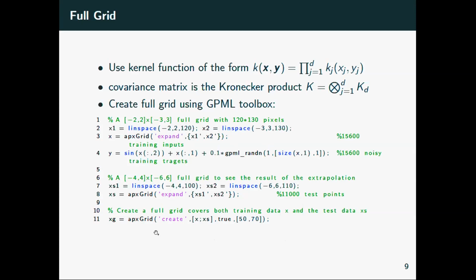The apxGrid function also gives us a way to create a full grid that covers the test set and the training set simultaneously. So this function returns the full grid xg that covers x and the test set xs.